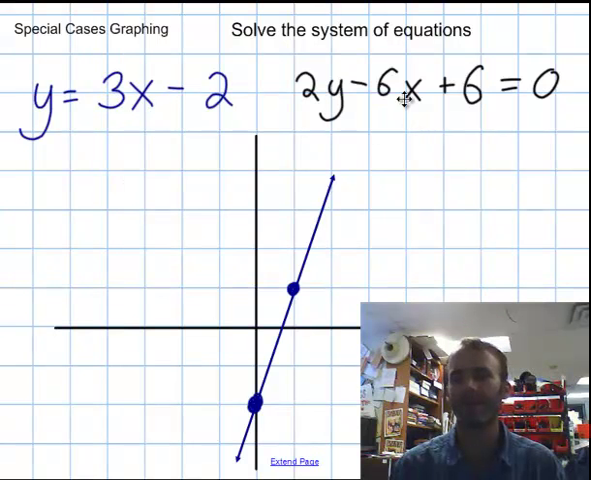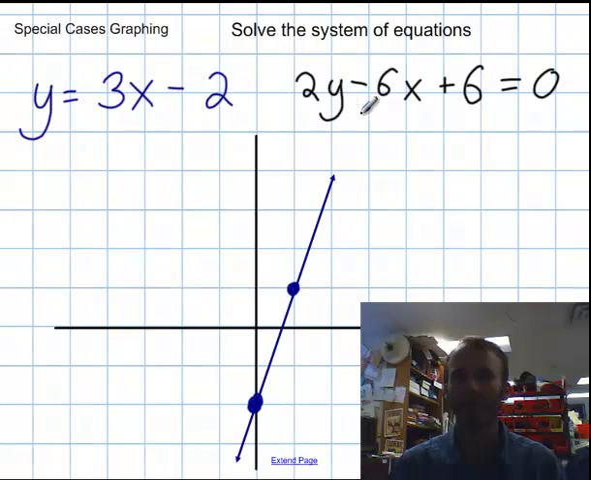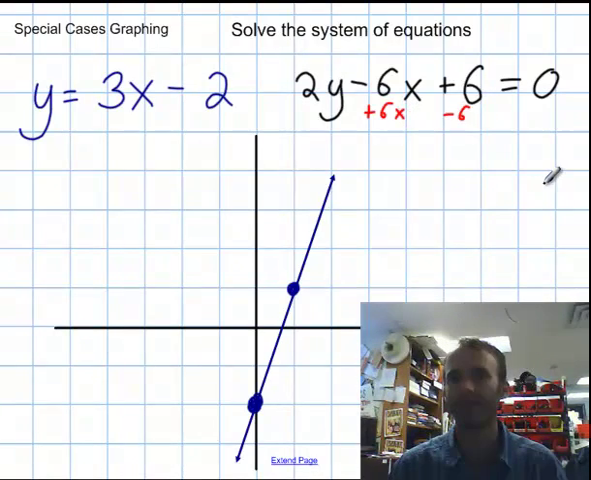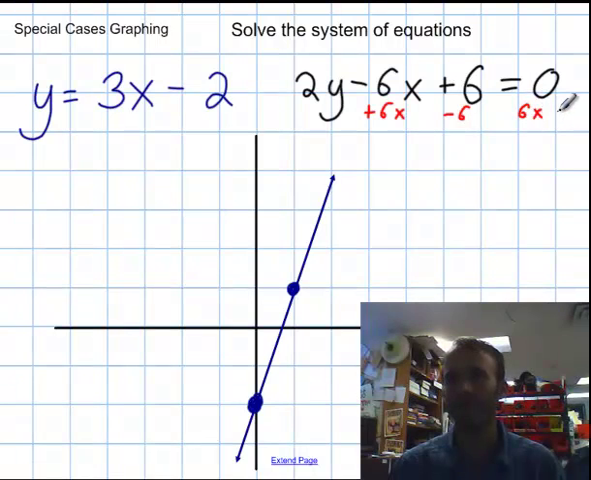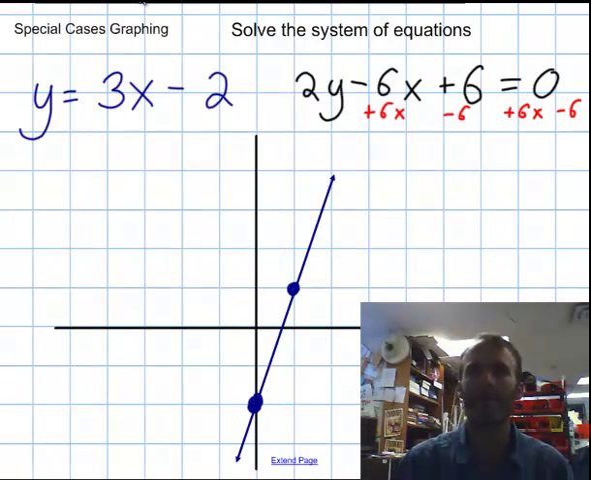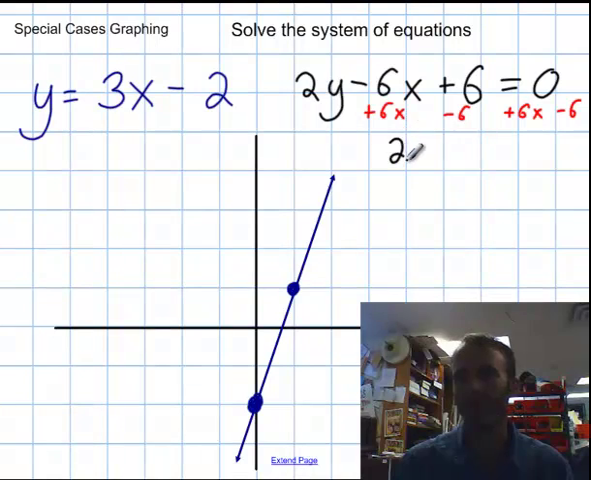So now this equation on this side, it's not as nice and neat, it's not in slope-intercept form, and that's not a problem because we can do that. I'll put the scaffolding on this one. So in order to get the y by itself, we have to add 6x to both sides and subtract 6 from both sides. So I'm going to add 6x and subtract 6. That puts me down to this step. 2y is equal to 6x minus 6.